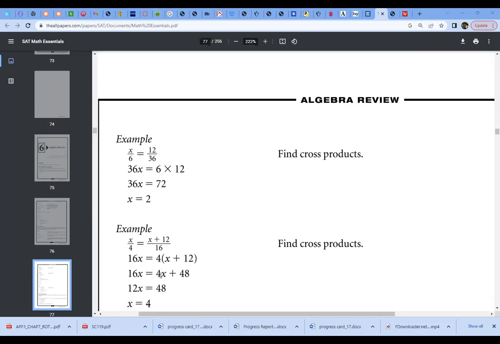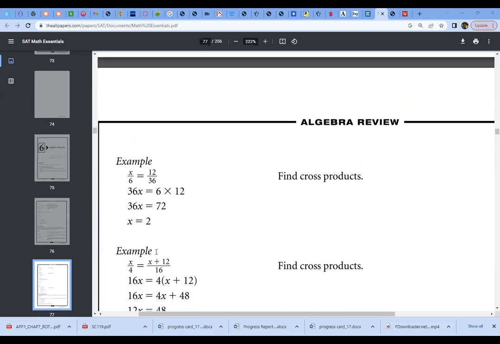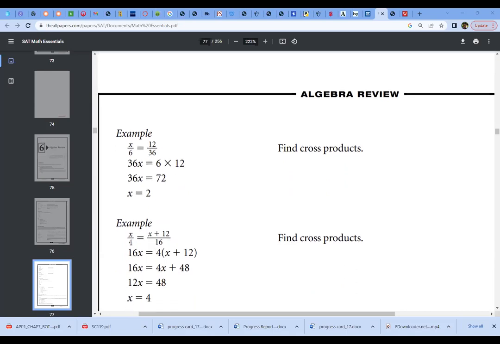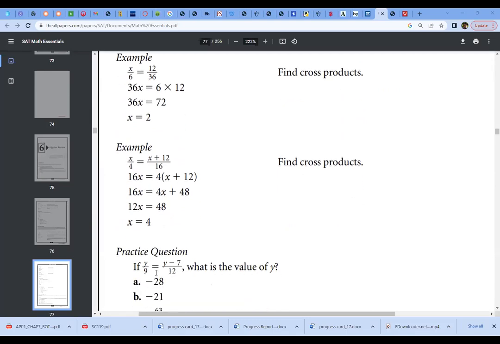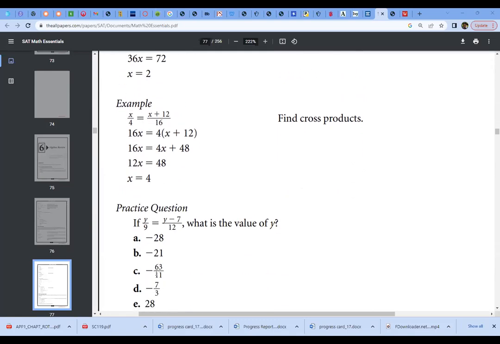This is another example. Last exam we had one like this: x over 4 equals x plus 12 over 16. So you're going to multiply x by 16, and 4 by the whole value here, x plus 12. So 4 multiplied by x is 4x, and 4 multiplied by 12 is 48, and then you're going to solve the equation. Can you do this for me, please, and give me the answer?